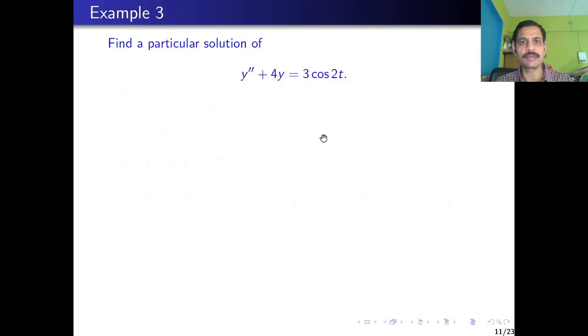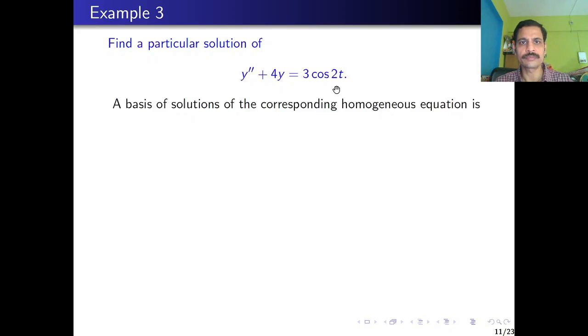We see one more example using the variation of parameters method. Find a particular solution of y double prime plus 4y is equal to 3 cos 2t. The basis of the corresponding homogeneous equation is y1 equals cos 2t, y2 equals sin 2t. Here again we observed the associated characteristic equation m square plus 4 equal to 0, found its roots, and from that we got the solution of the homogeneous differential equation.